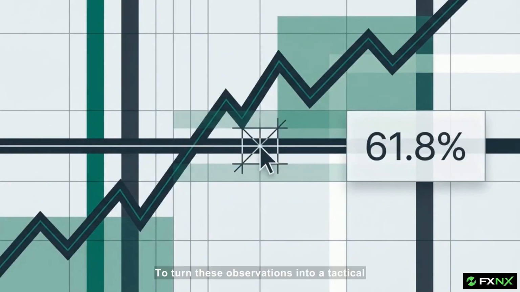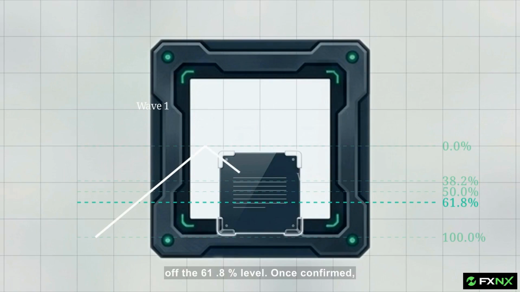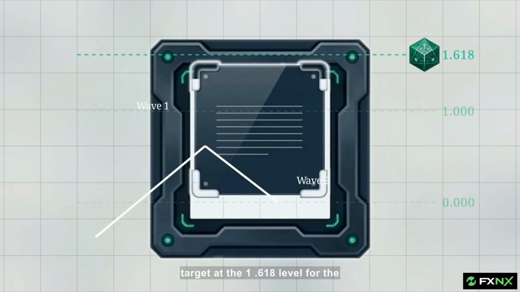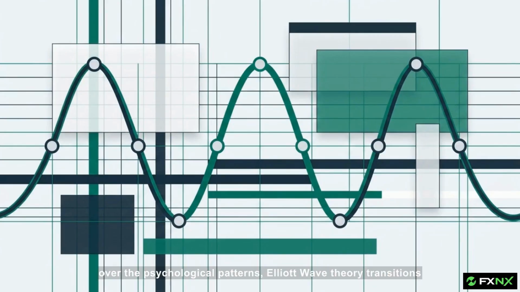To turn these observations into a tactical trading plan, we apply Fibonacci mathematics to project precise numerical targets. This chart overlays a Fibonacci retracement grid onto Wave 1. Here, price bounces perfectly off the 61.8% level. Once confirmed, we apply Fibonacci extensions, establishing an exact target at the 1.618 level for the explosive Wave 3 to hit. By layering this mathematical filter over the psychological patterns, Elliott Wave theory transitions from an observation tool into a tactical blueprint for entry and exit.